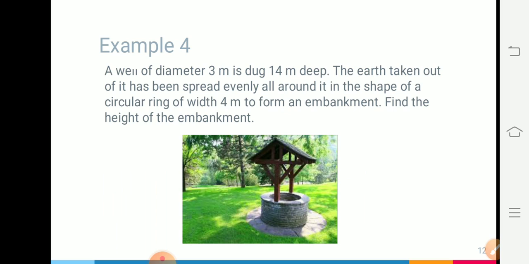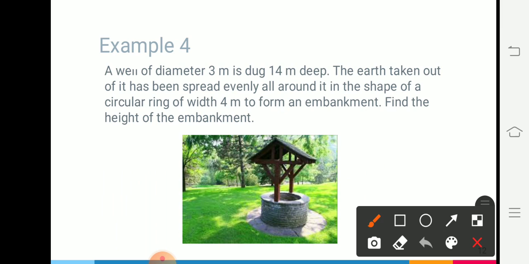Moving on to the next example. A well of diameter 3 meter is dug 14 meter deep. The earth taken out of it has been spread evenly all around it in the shape of a circular ring of width 4 meter to form an embankment. Find the height of the embankment. So as you can see in the picture over here, this is the well, and the well is cylindrical in shape, and this is the embankment which is formed all around. So you need to find the height of the embankment.